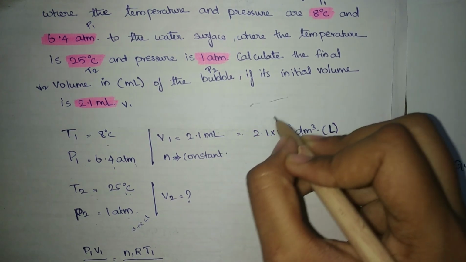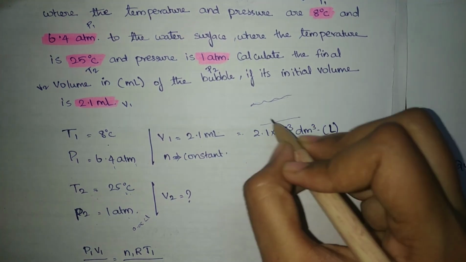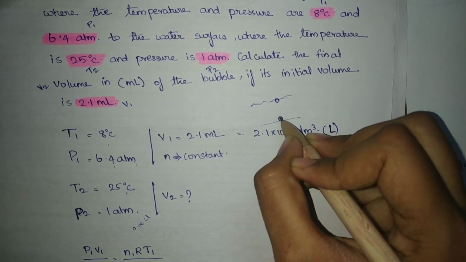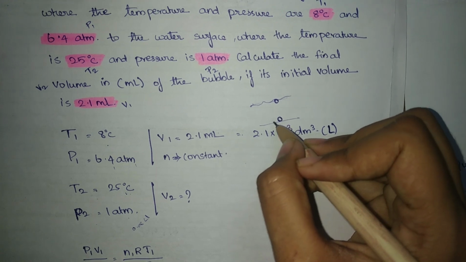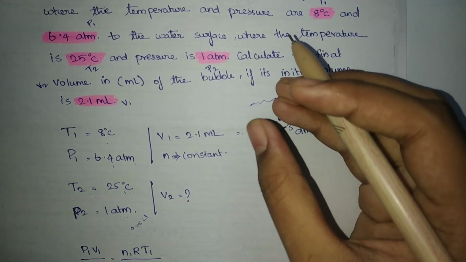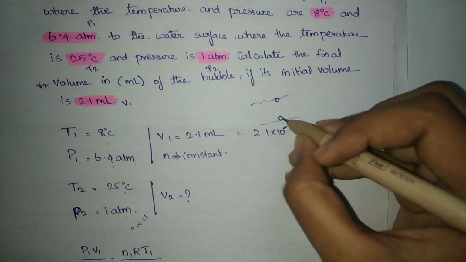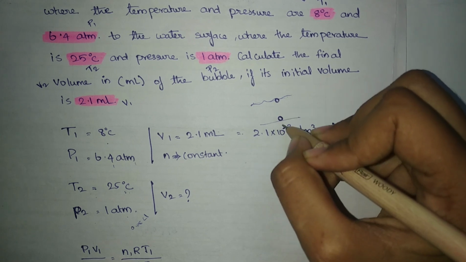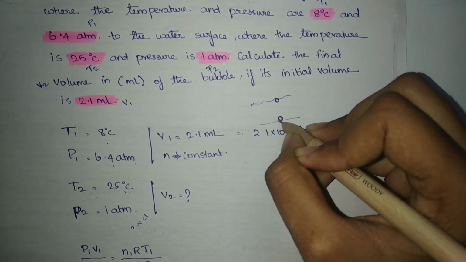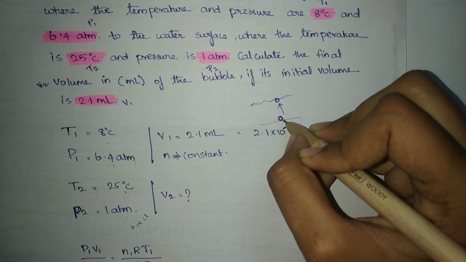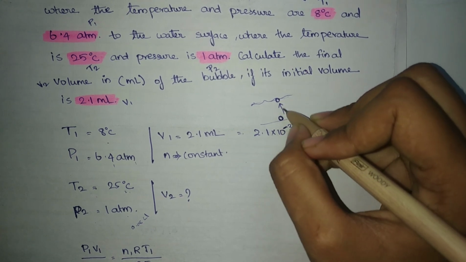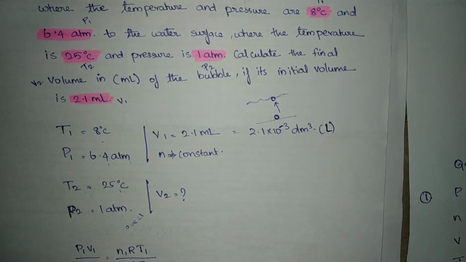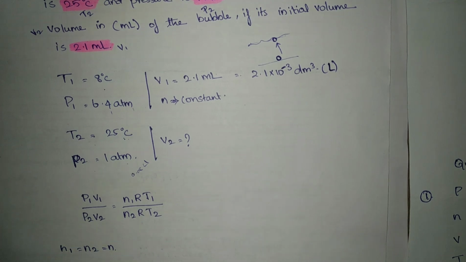Here the volume of the bubble will be the same. This is a lake and this is the bottom of the lake. This is the upper surface. A small air bubble is rising from bottom to surface. This air bubble will have some amount of gas. The number of moles of gas present inside the air bubble will be the same at the bottom and at the surface. The same bubble is going from bottom to surface, so there won't be any change in the number of moles. So here n will be constant and we need to find out the value of V2.